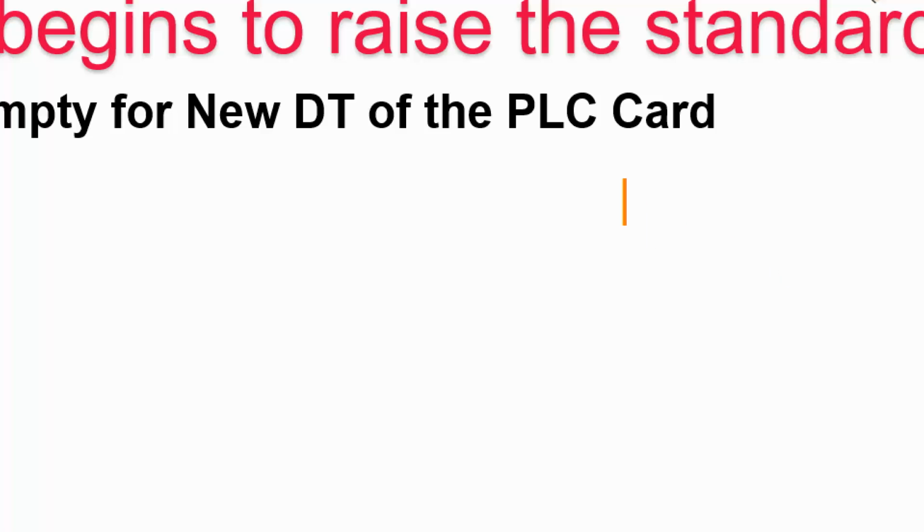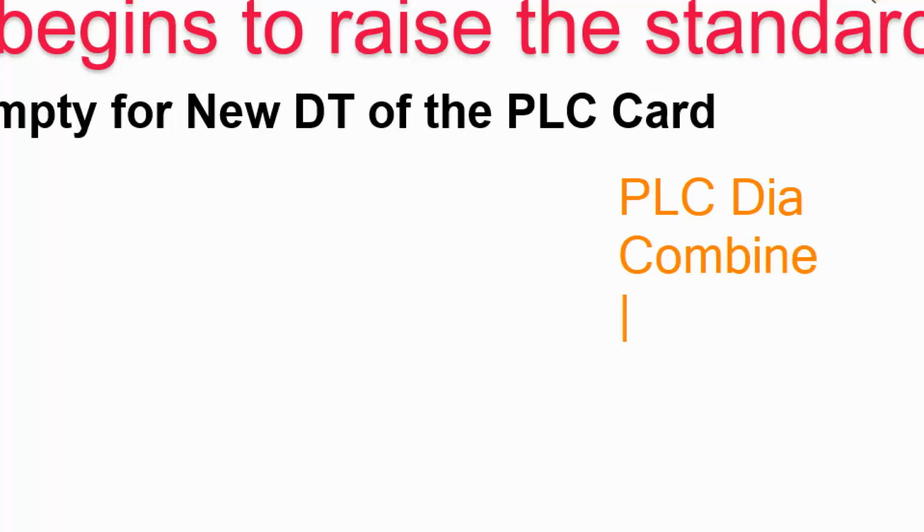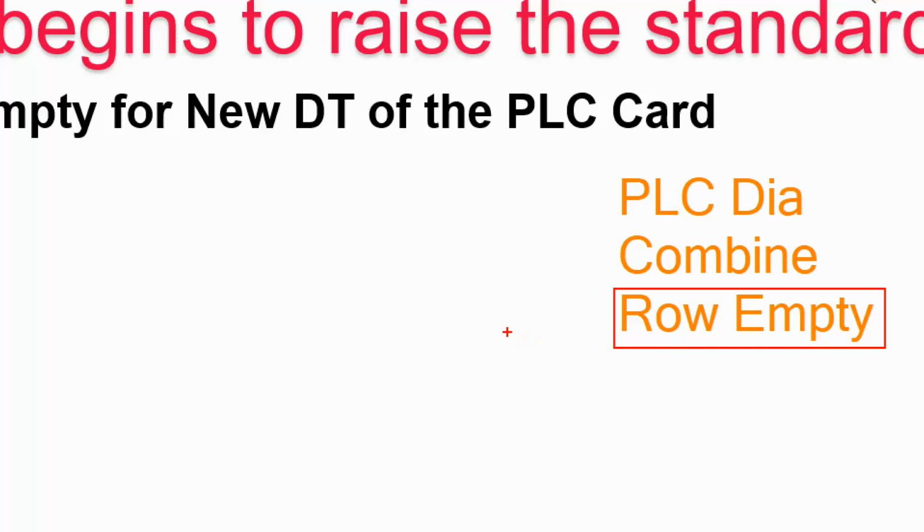First, we'll see how we create a PLC diagram. Second, we'll see how we combine that. Third, we will see how we keep a row empty for every new DT. So how do we do it? For this empty row, we can work in different ways, but it all depends on how we want to have it. And again, I'm repeating, forms or documentation is very powerful in Eplan.